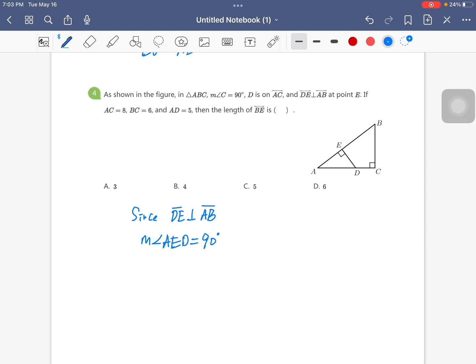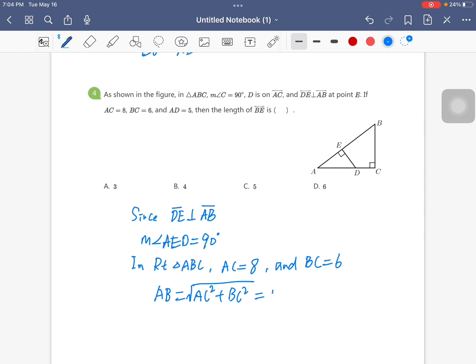and in the right triangle ABC, as we know, the length of AC is 8 and the length of BC is 6. So by the Pythagorean theorem, AB equals the square root of AC squared plus BC squared, which is the length of AB, which is 10.